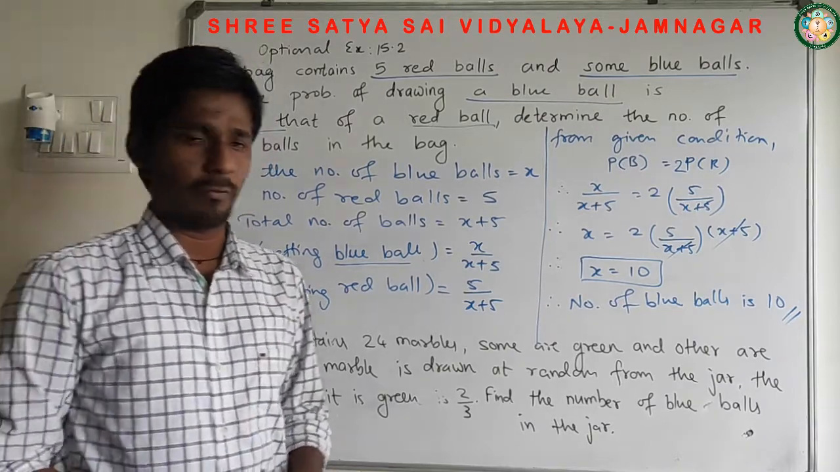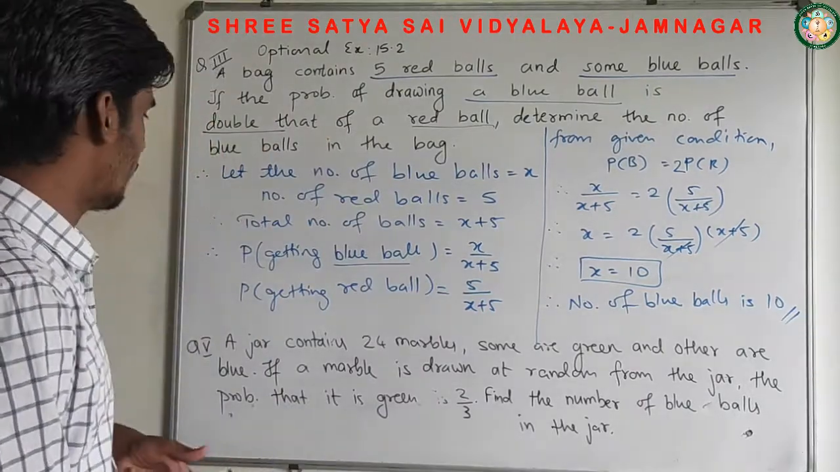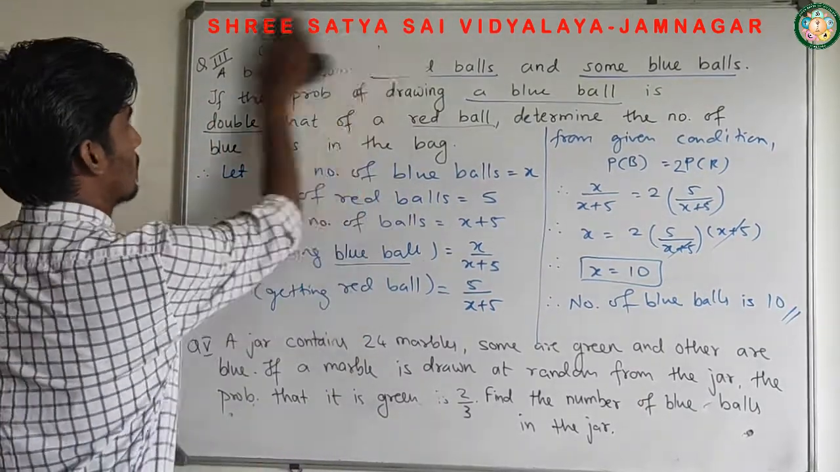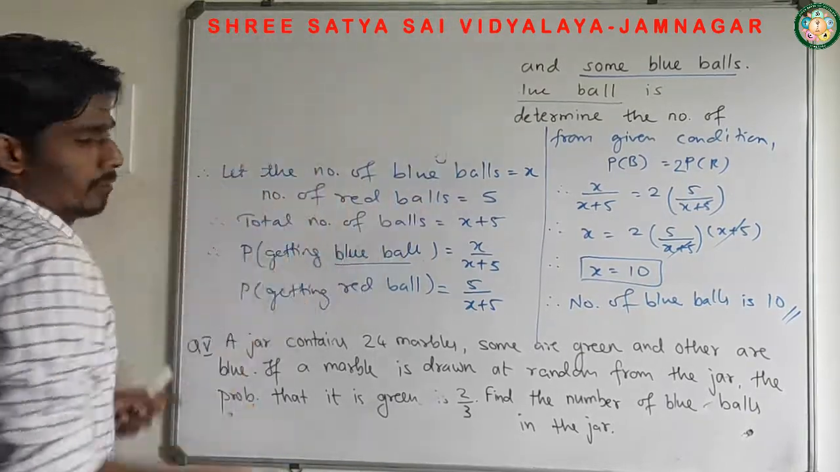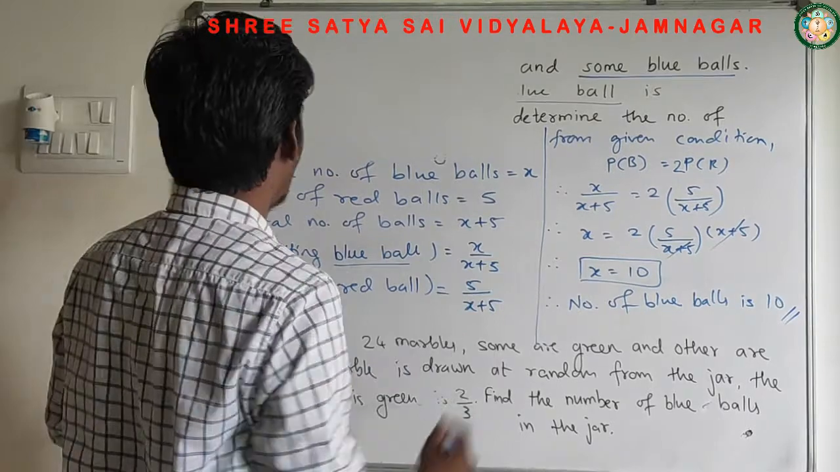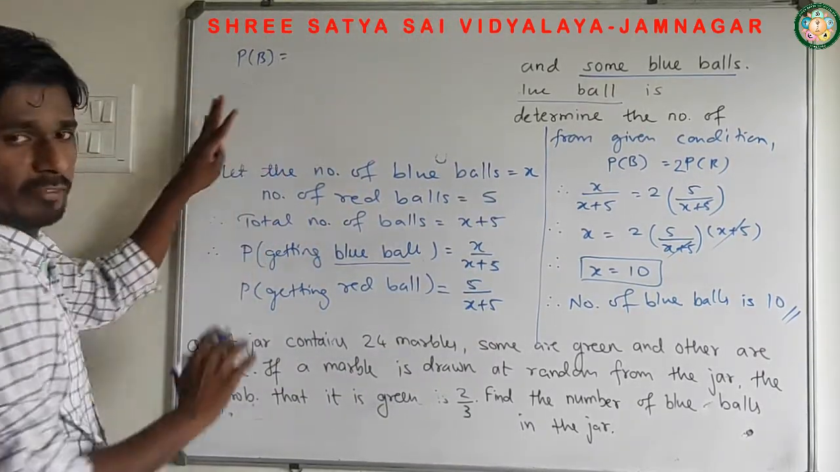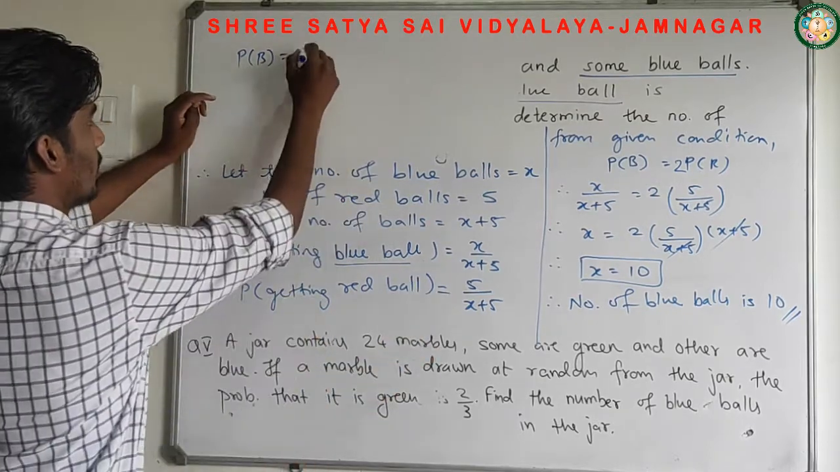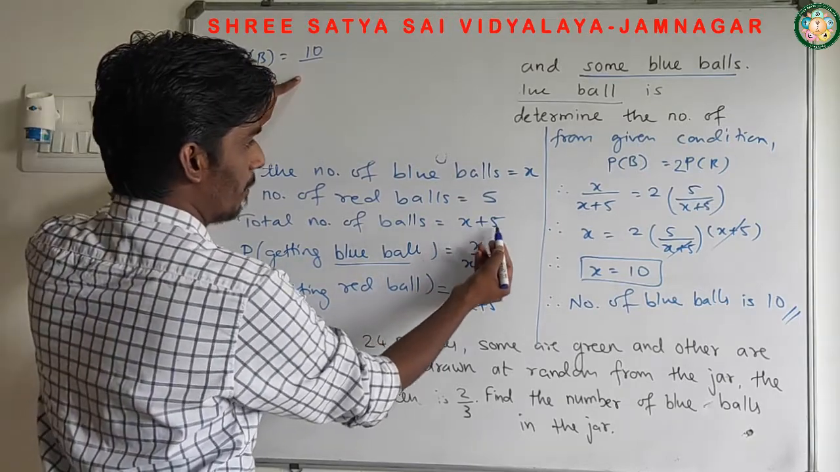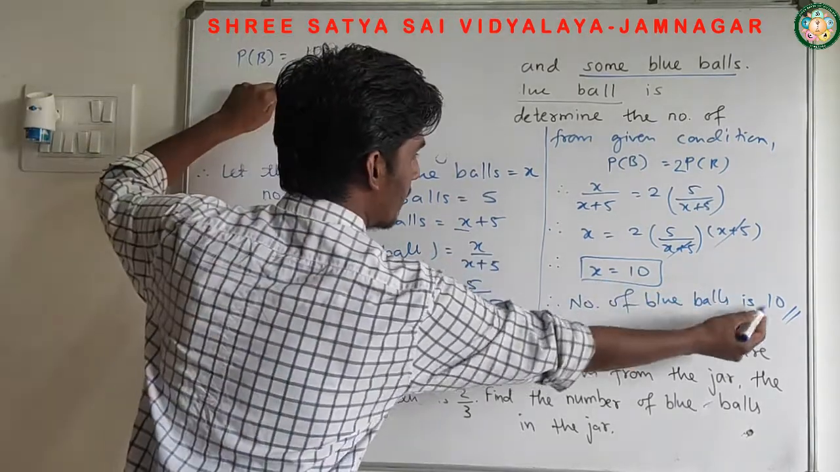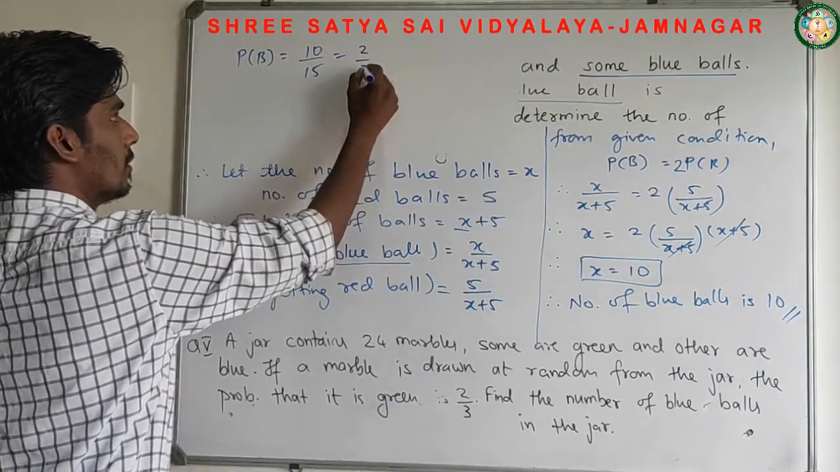And if you want to verify whether our answer is correct or not, let me show you the verification of it. Now we got the number of blue balls. What is the probability of blue? This is only verification, not a part of the sum. It's 10. Now what is the total outcome? 10 plus 5, because the value of X is 10. So 10 plus 5 is 15. This is 2 by 3.